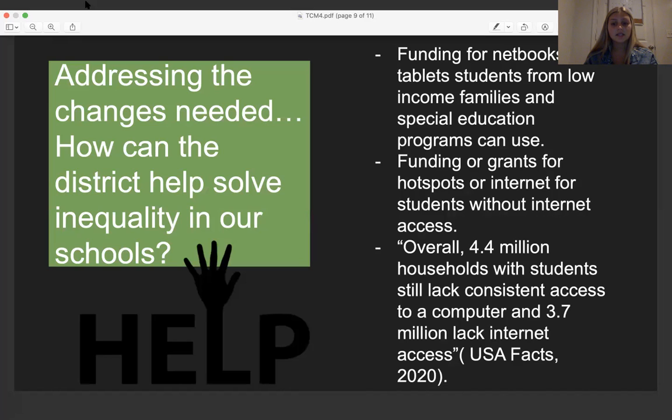A statistic states, overall, 4.4 million households with students still lack consistent access to a computer, and 3.7 million lack internet access. During these critical times in COVID, this is something that we really need to look at and find the funding to resolve.